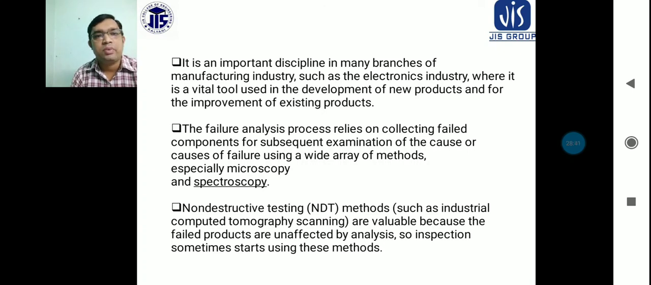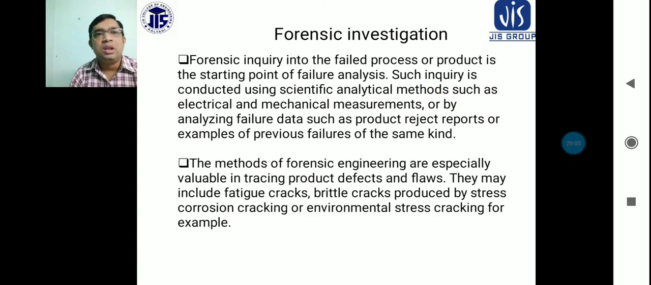So inspections sometimes start using these methods. The different testings are considered according to the mechanical failures and the different types of industry, and with non-destructive testing, different types of cracks can be identified.